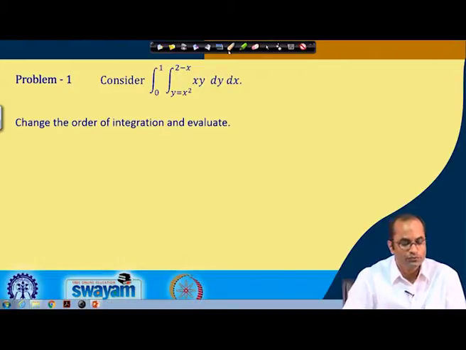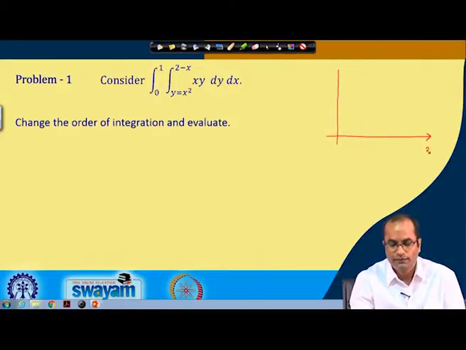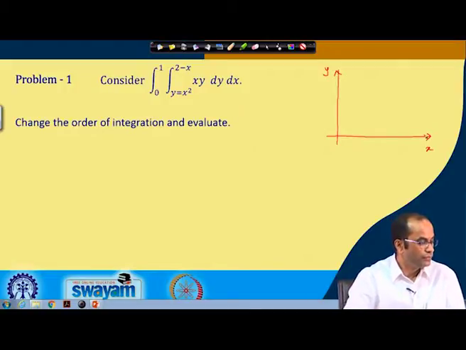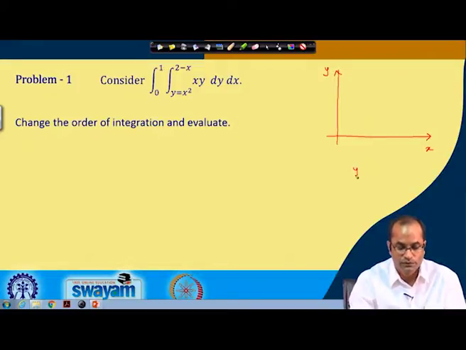So, again, to change the order of integration we have to sketch the domain here. In this case, we have the x axis and the y axis, and we now want to draw this. So, y goes from x square up to y is equal to 2 minus x. So, y is equal to x square is this parabola here.